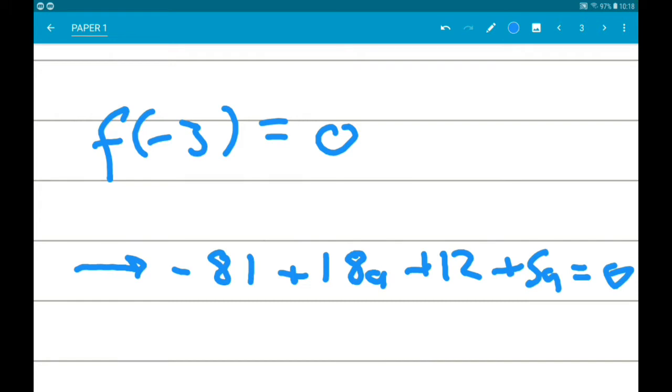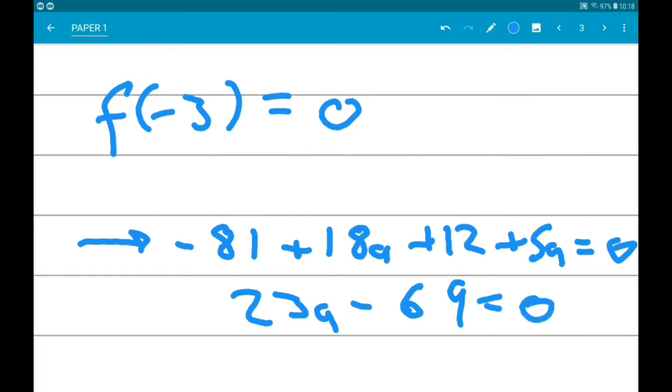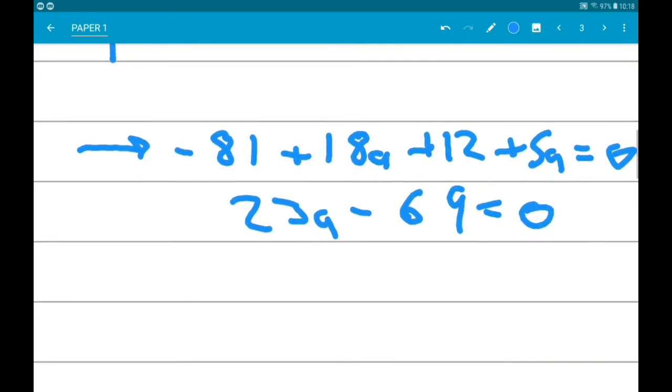Okay, so we have 23a minus 69 is 0. So that gives us a is 3.